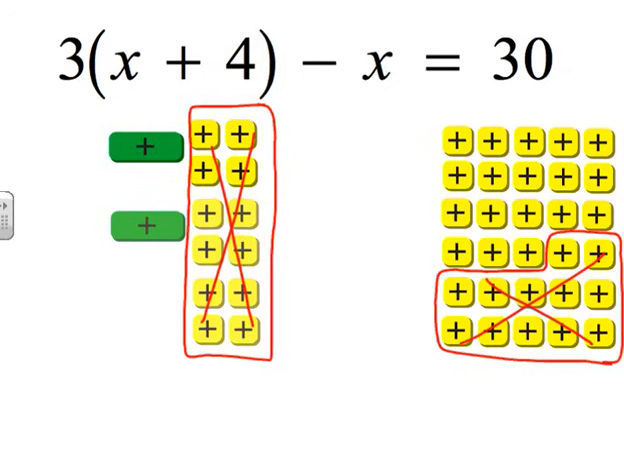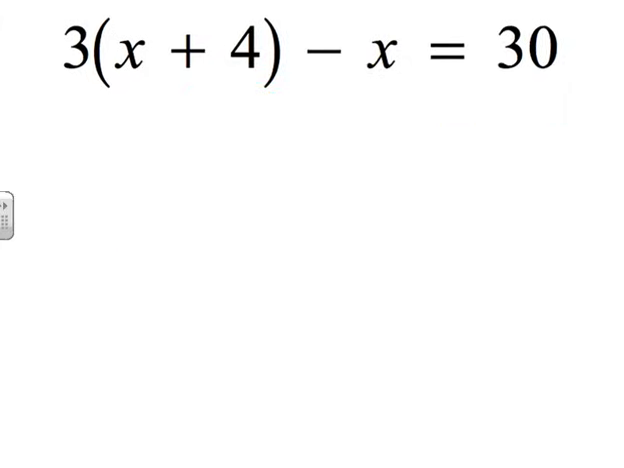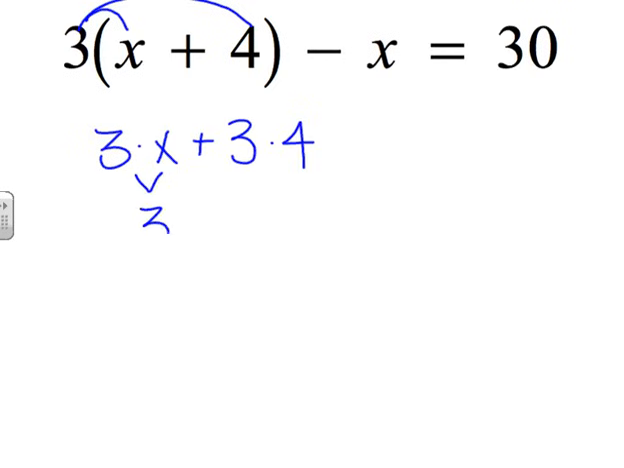Now I have 18 tiles that I need to split into 2 equal groups. And once I do that, I'm going to find out that 1x is equal to 9. Now I'm going to solve it algebraically, showing my steps. I need to use the distributive property, so I'm going to do 3 groups of x, or 3 times x, plus 3 times 4. And we saw that 3 groups of x gave 3x, and 3 groups of 4 gave 12.